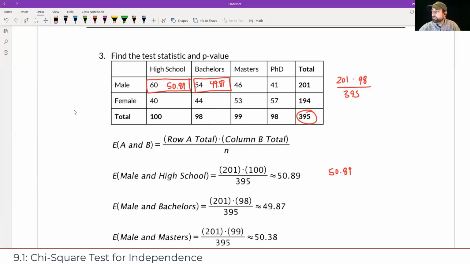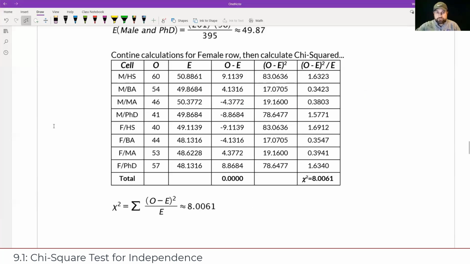So for every cell, we take the row total for this cell right here. We're going to take the row total, the column total, multiply those two together, and then divide by the total, and we'll get a value. And so this is going to create a table of expected values, of theoretical values. So we did this for every cell.